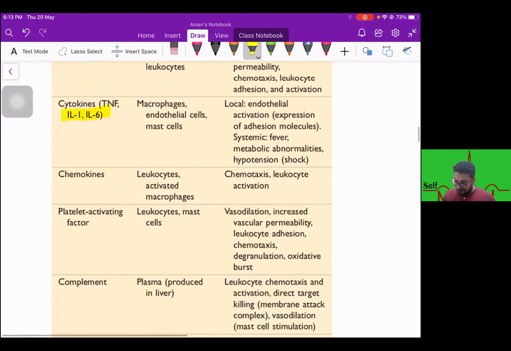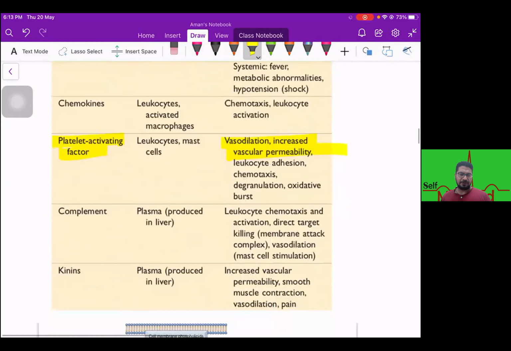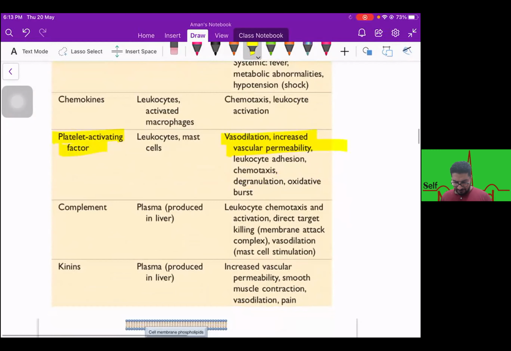Then we have platelet activating factor. It causes vasodilation and increased permeability. And then we have the complement pathway and kinin pathway.